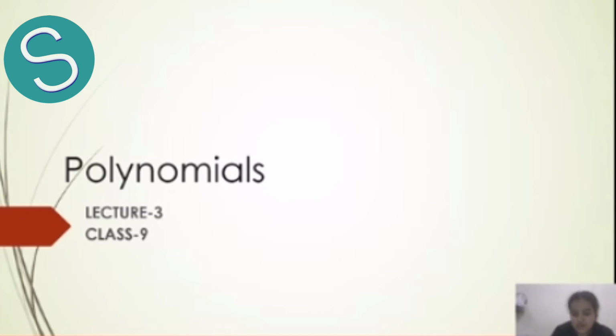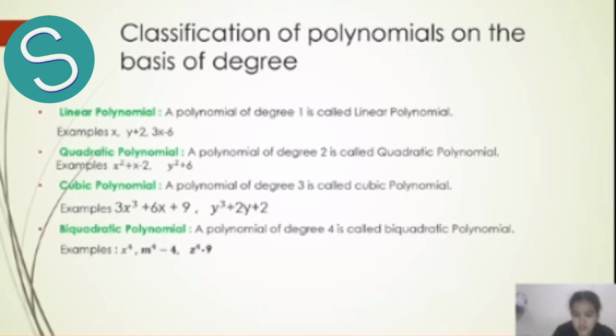So we will start with classification of polynomials today. We will classify polynomials on the basis of degree. If a polynomial is of degree 1, then it is said to be a linear polynomial. अगर कोई polynomial है जिसकी degree, that is highest power of variable, is 1, then it is said to be a linear polynomial.